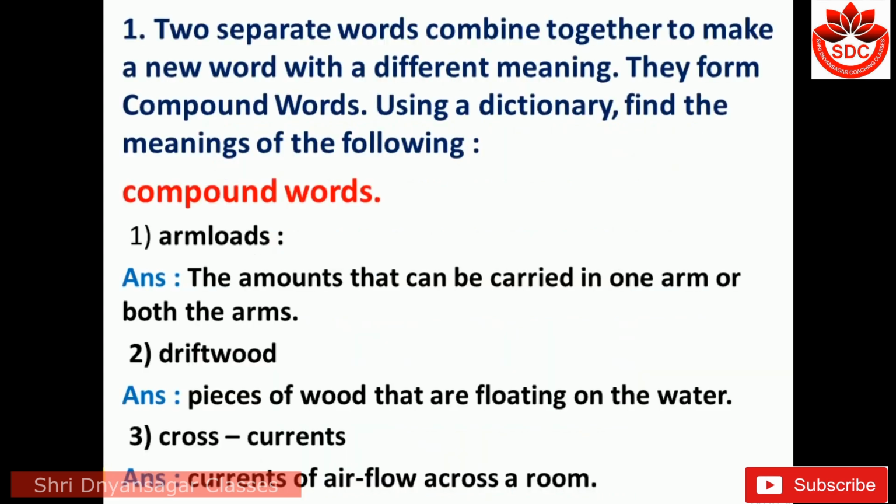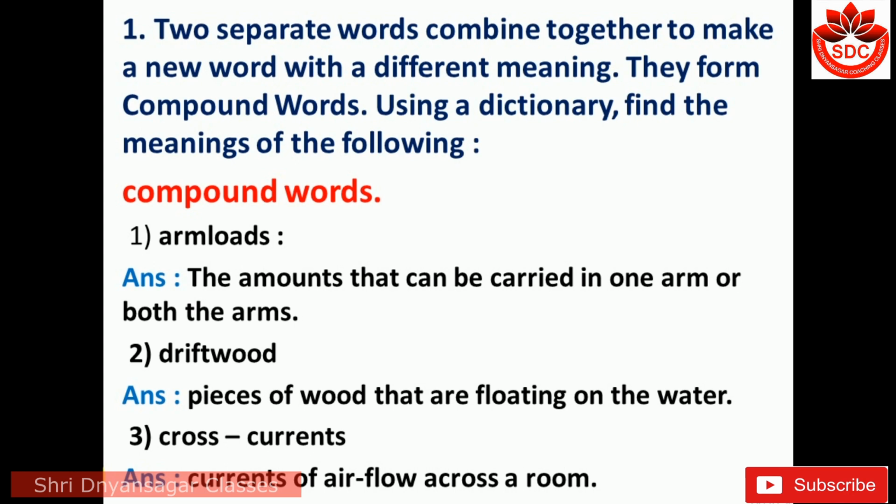Question 1. Two separate words combine together to make a new word with a different meaning. They form compound words. Using a dictionary, find the meaning of the following compound words. Armloads. Armload means the amount that can be carried in one arm or both the arms. It's called armloads.